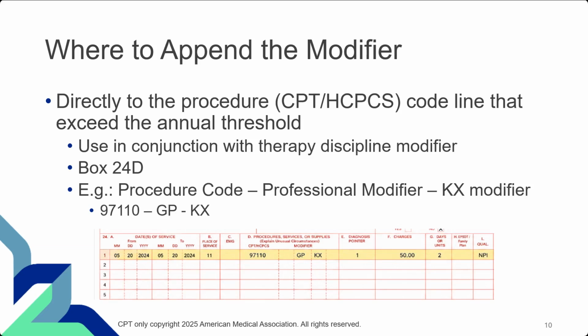So modifiers go in box 24D on this outpatient bill example that I have listed here. The order would be, first you would report your procedure code, and then your professional modifiers, and then your KX modifier. So, you know, there's an example up here for you as well.